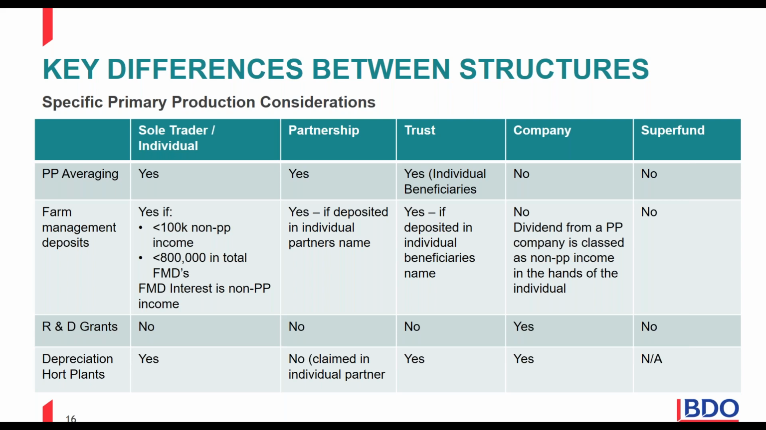The farm management deposit fills a similar role. Contributions to specific bank account types present tax deductions for individuals. Again, not available for companies or for super funds. Research and development tax incentives are an interesting area when it comes to food and ag, and that could be a session on its own. However, important to note that only companies can claim the research and development tax incentives. And just to round that out, depreciation on horticultural plant is claimed down at the level of the individual partners, but it's available across all of the trading income type entities.